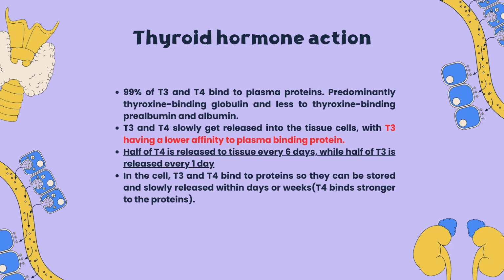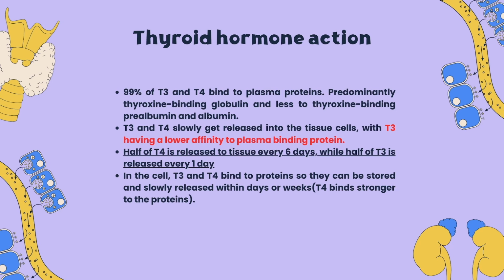That's why it makes sense for half of T3 to be released every 1 day and half of T4 to be released every 6 days. Keep the concept of lower affinity in mind. You're gonna find that very useful when it comes to questions about these, and you will not need as much recall as you need understanding in this concept.